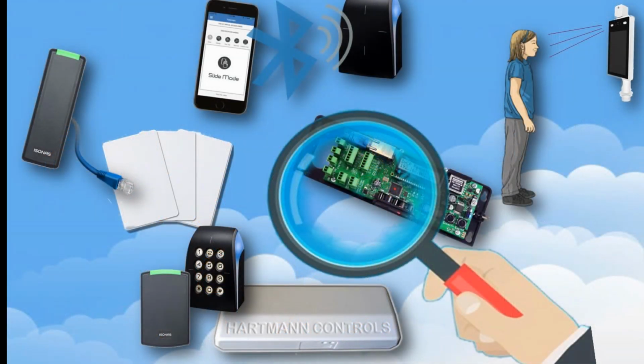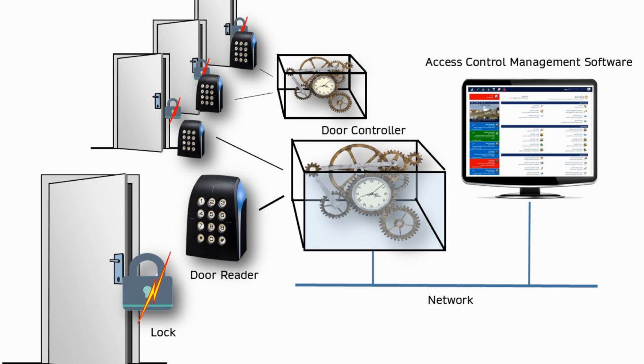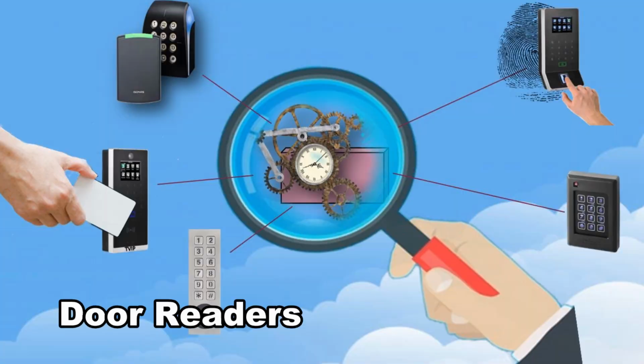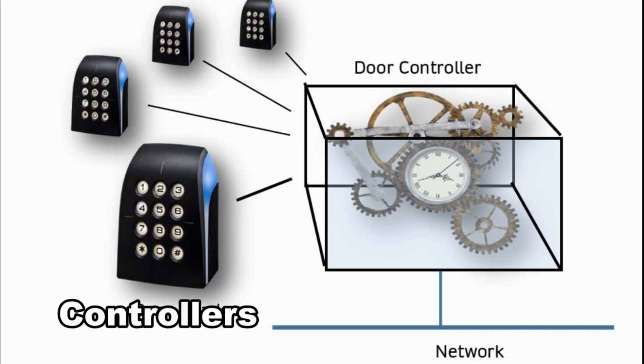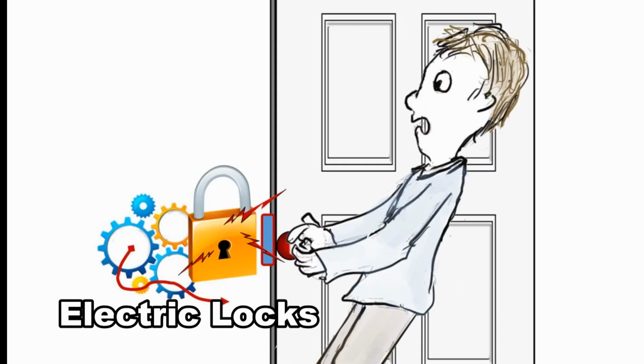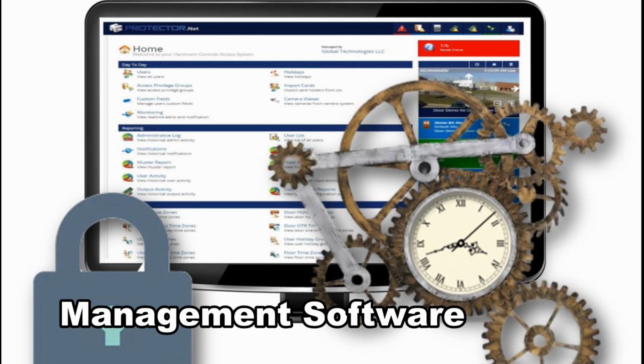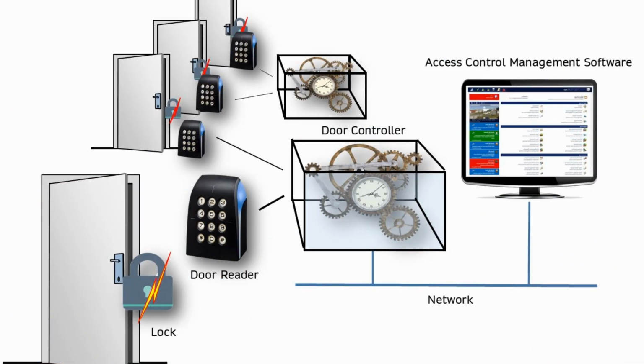Now let's look at the components of the access control system. The access control system consists of 5 primary components: credentials, door readers, door access controllers, electric locks, and access control management software. Now let's look at each of these components.